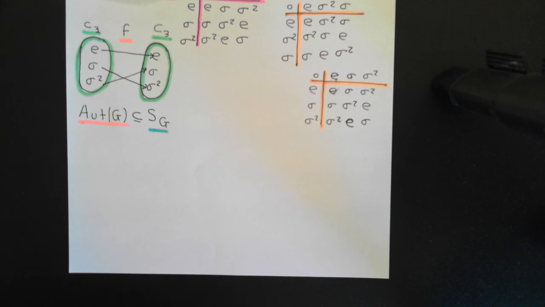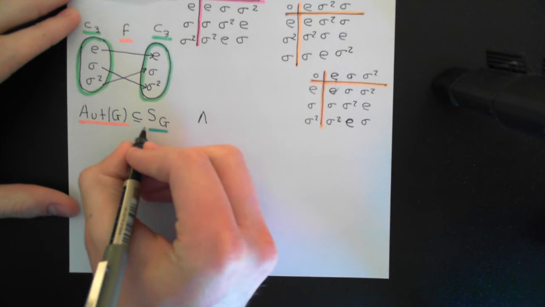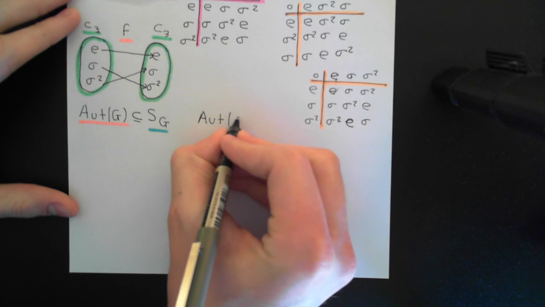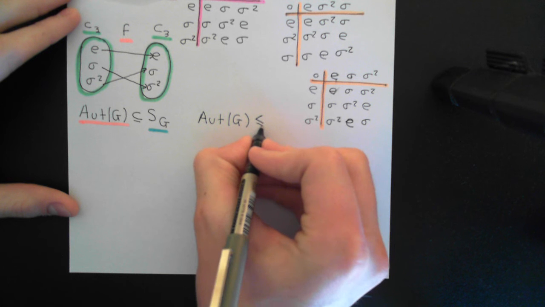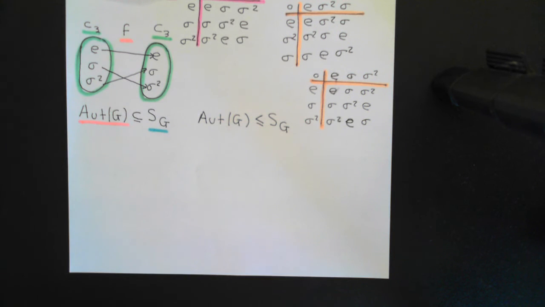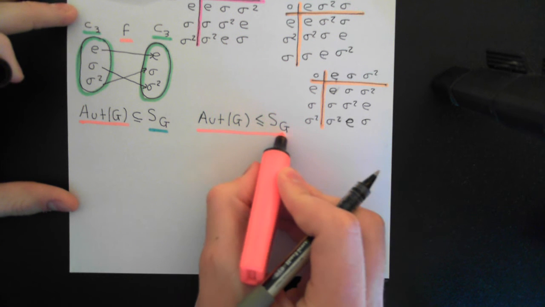Right. What I now want to show you is that this is actually more than just a subset of this group, it's actually a subgroup. So what I want to show you is that the automorphisms of the group capital G is actually a subgroup of the symmetric group on the set G. That's what we're going to devote our efforts to in this video.